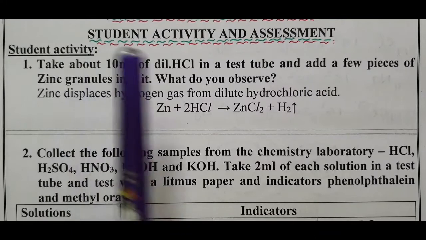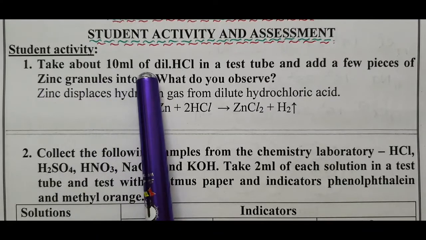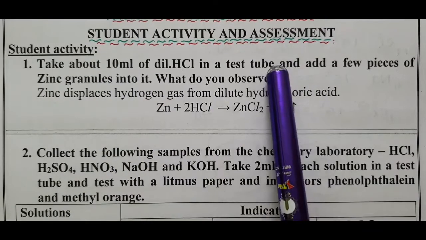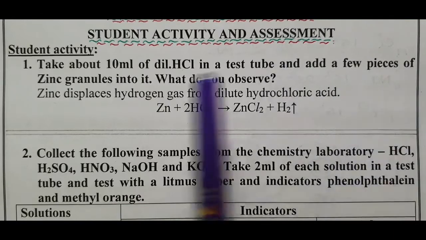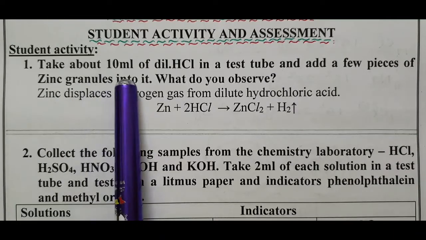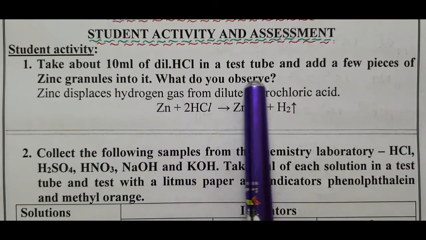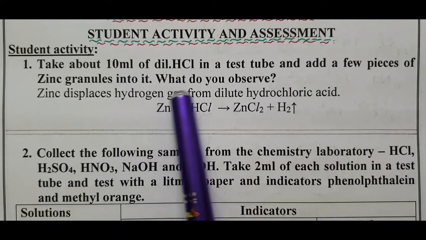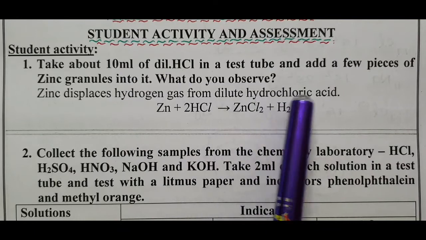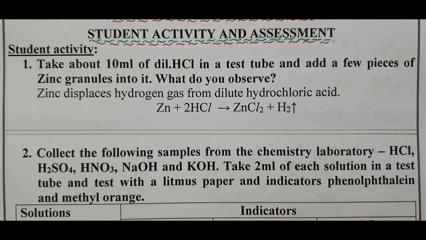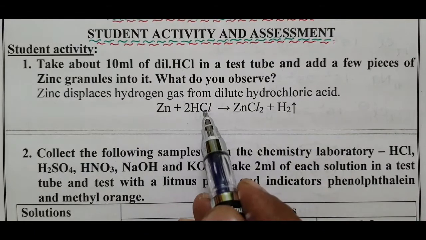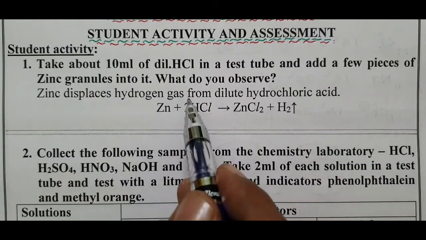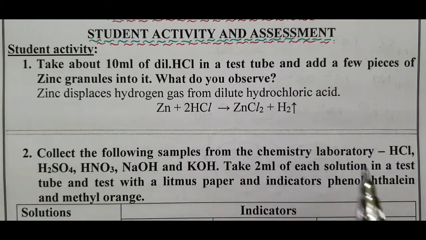First student activity: take about 10 ml of dilute HCl in a test tube and add a few pieces of zinc granules into it. What do you observe? Zinc displaces hydrogen gas from dilute hydrochloric acid. Zn, when added to HCl, the metal always liberates hydrogen from HCl.